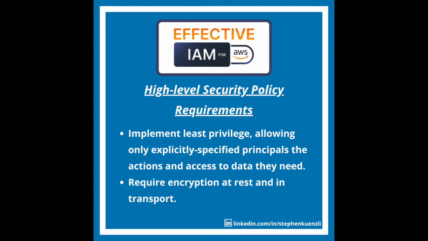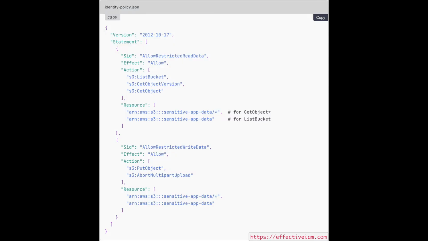Many people approach this by creating an identity policy for the application's IAM role, so let's start there. We can create an identity policy for the app role that grants read and write access to the sensitive app data bucket. Once attached to the app role, this identity policy will allow the application to read and write data in the sensitive app data bucket. But problems are lurking. This identity policy grants access to the app role in a minimal way, but it doesn't achieve the full mission of protecting the sensitive application data.